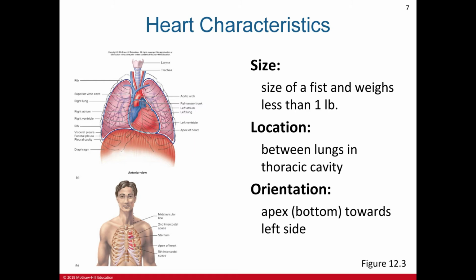So what are the characteristics of the heart? It is the size of a fist and weighs less than 1 pound. The location is found in the mediastinum. So what is the mediastinum? It is a midline partition that contains the heart, the trachea, esophagus, and the associated structures. It is found between the lungs in the thoracic cavity. As for the orientation of the heart, we have what we call an apex, which is the pointed area at the bottom, and a base, which is the superior area of your heart.